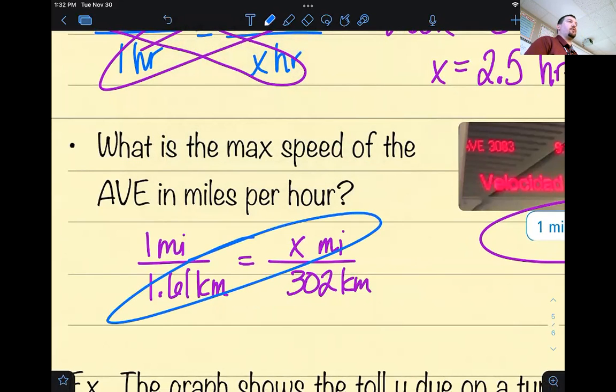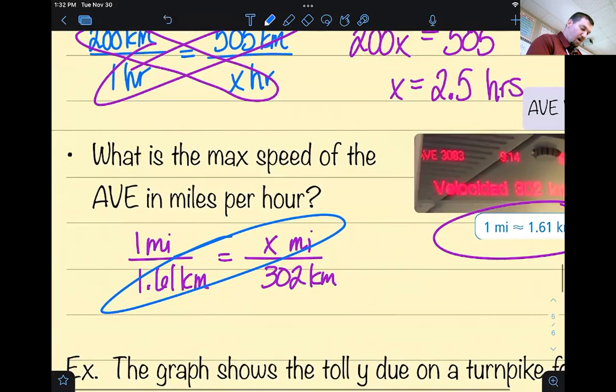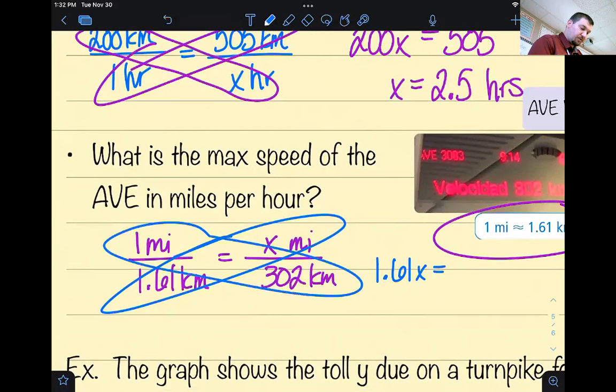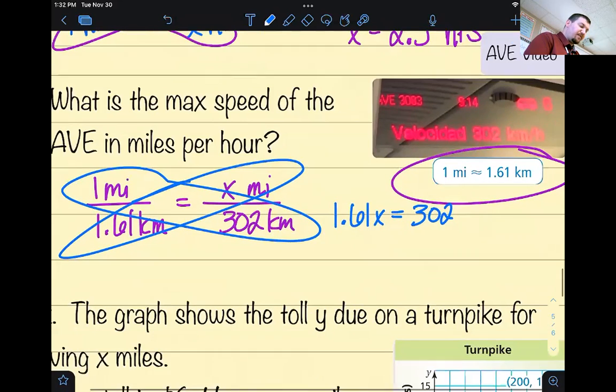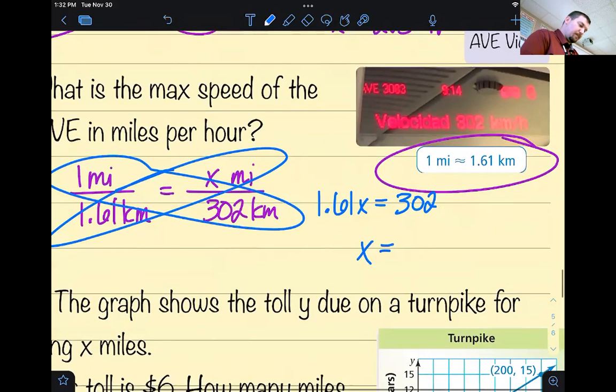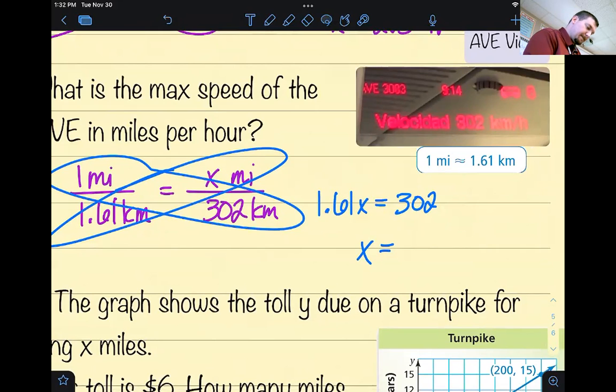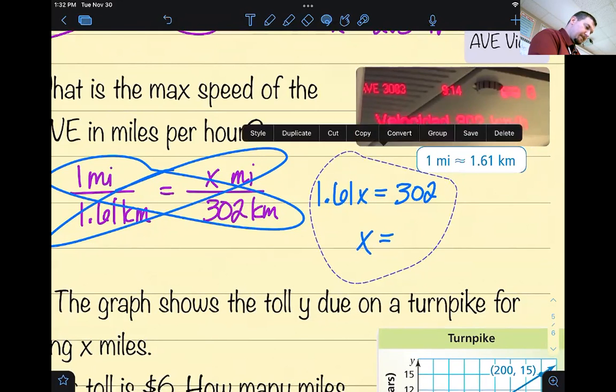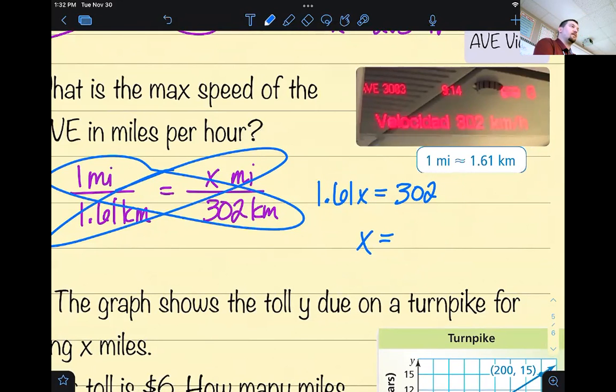1.61x. Seth, I'm going to call on you on this one. I'll let you do it. 1.61x is equal to 1 times 302, just 302. Seth, do that division for me and tell me what you get for x. The pressure is mounting. Everyone's anticipating this answer.